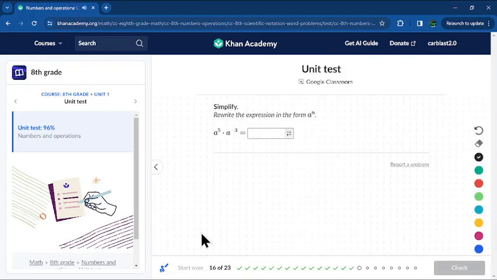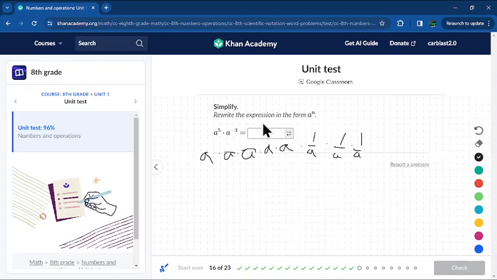Now rewrite the expression as a to the n: a to the fifth times a to the negative third, or negative cubed, but I just call it a to the negative third. So we have a to the fifth, which is a times a times a times a times a, times 1 over a times 1 over a times 1 over a.